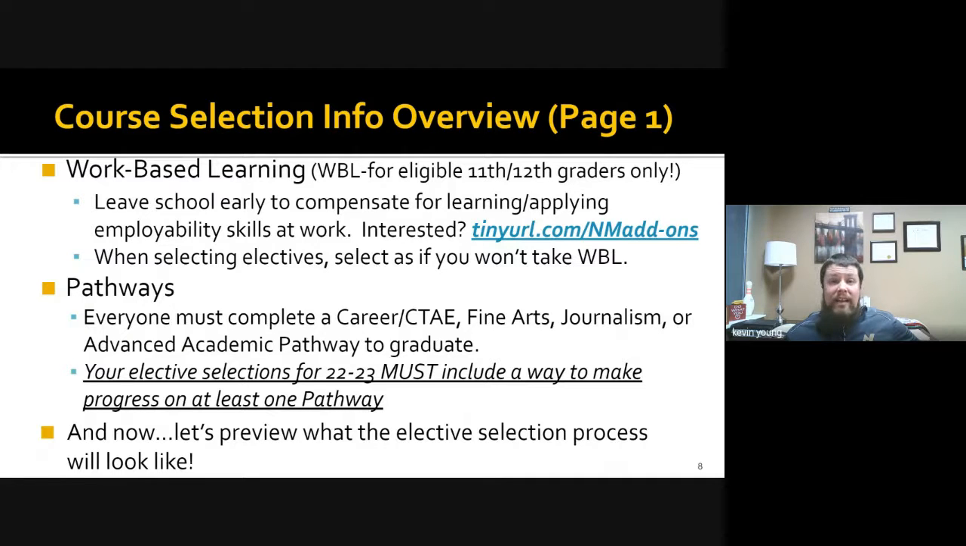When you are selecting electives in your academic plan, like you're doing right now or should be doing right now, make those selections as if work-based learning isn't going to happen. That way we still know your preferences if for some reason work-based learning doesn't work out. Now you should still submit an add-ons form so that we know you're interested in work-based learning. You should still pick up a work-based learning application and get the process rolling. But make your elective selections right now as if work-based learning is not going to work out.